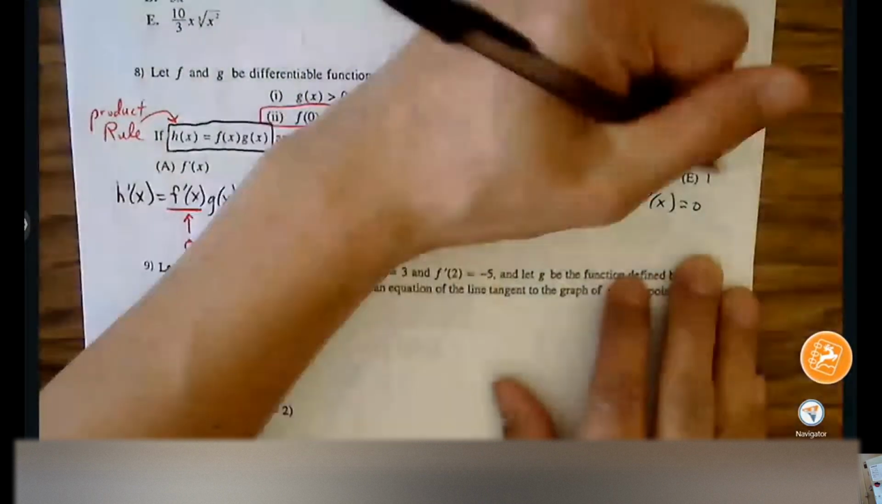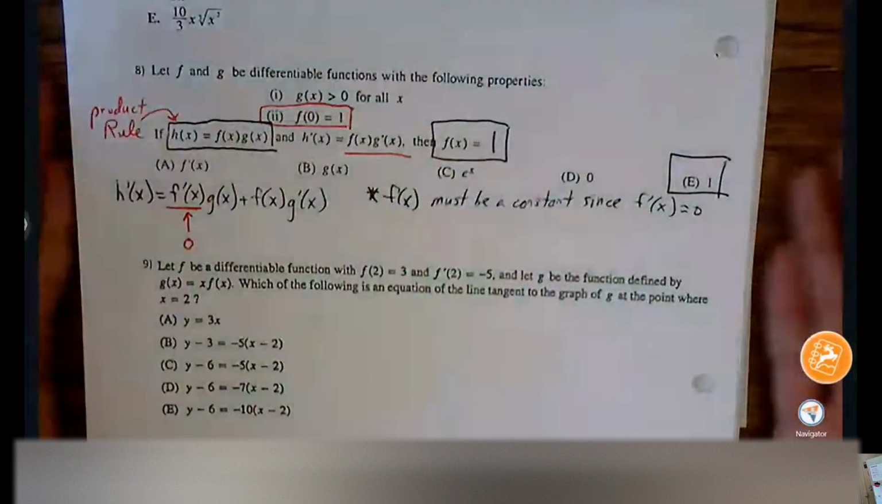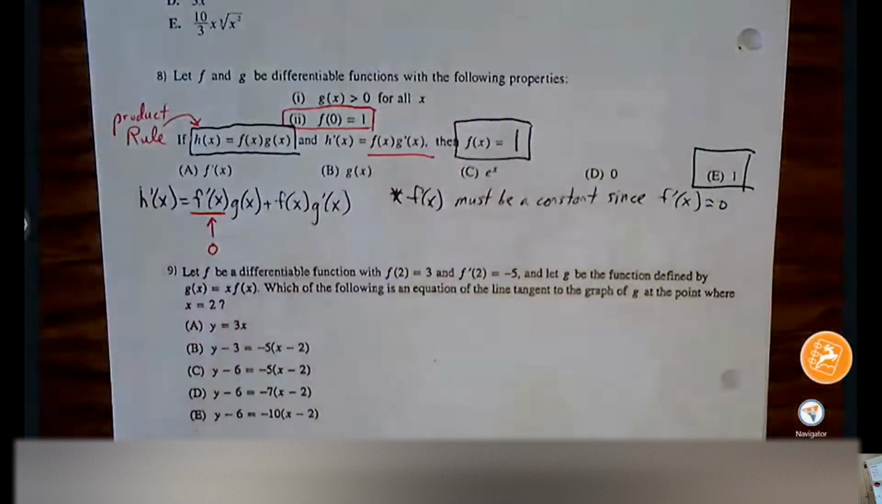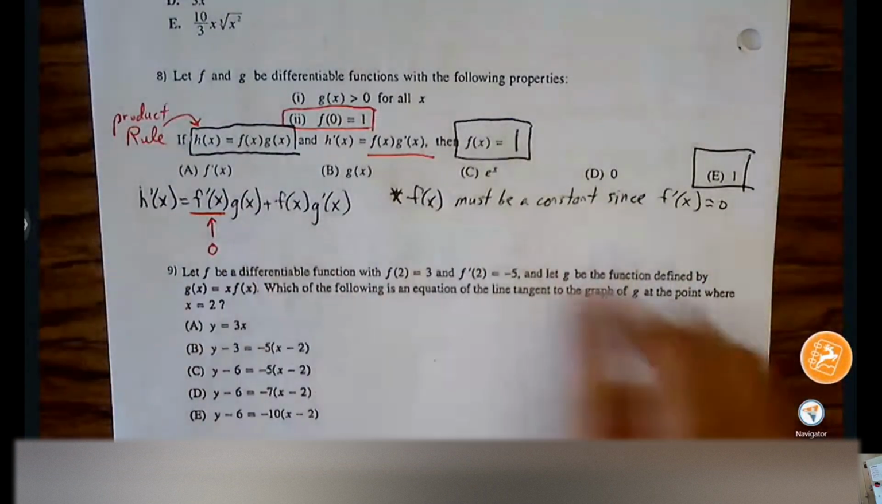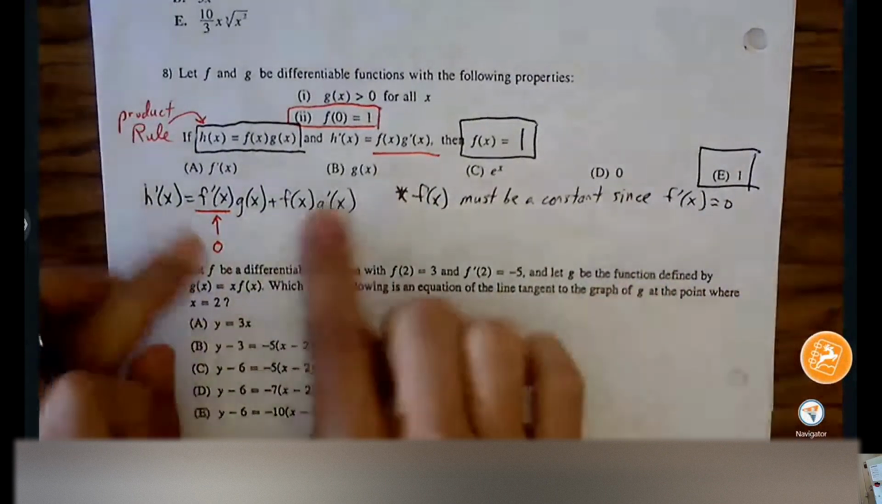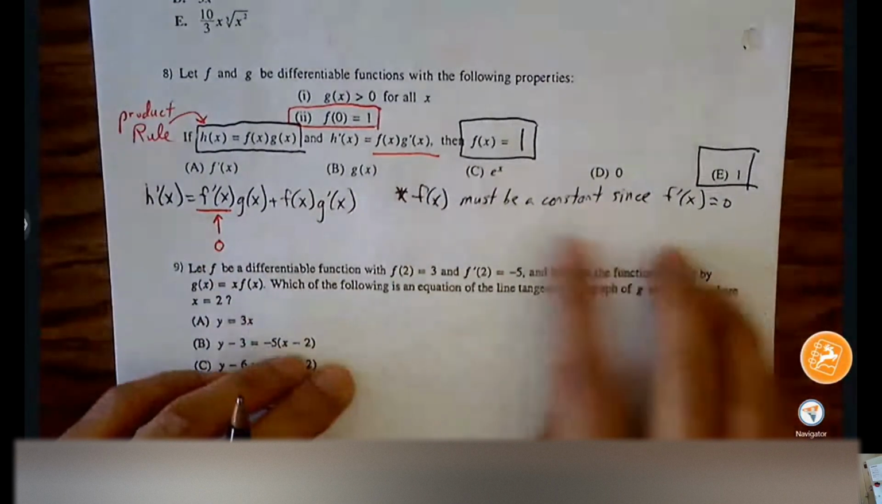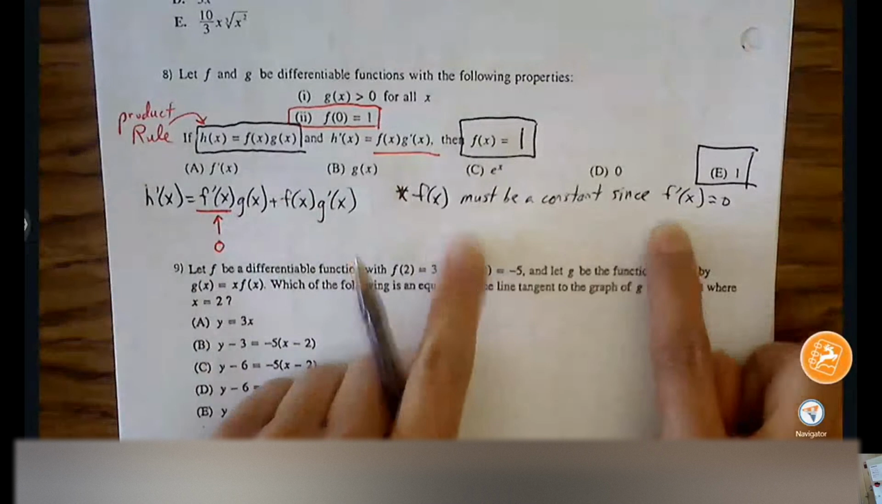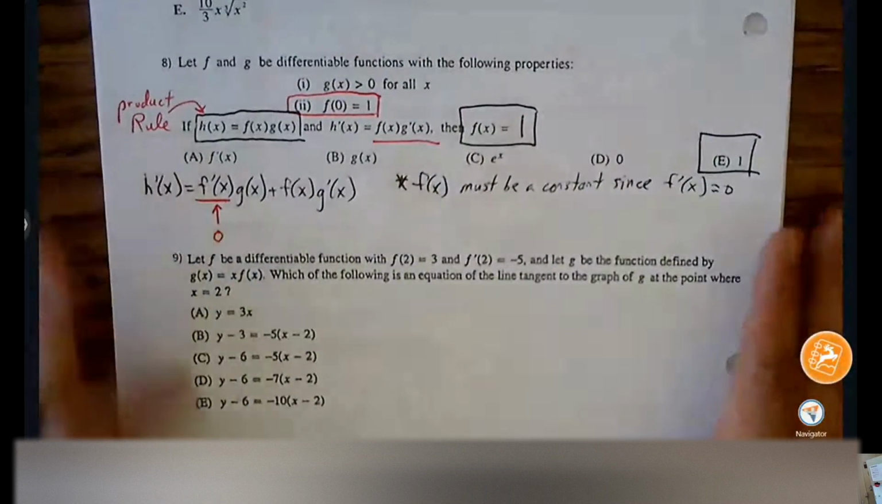So this is one of those problems where you're not doing a lot of calculus work, but you are doing a lot of problem solving, trying to figure out, what's the pattern here? What conclusion can we make? That's what makes this problem more difficult.